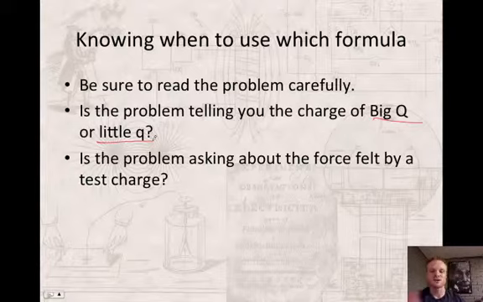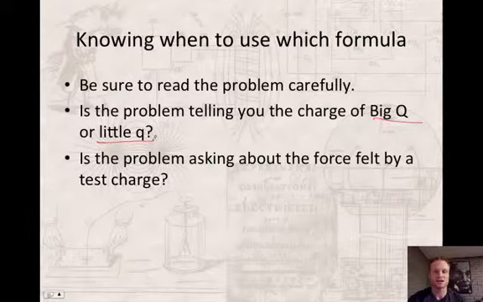Other hints would be, is the problem asking about the force felt by a test charge? If they're asking about the force felt by a test charge, well then you have to use the equation that actually has force in it, right? If you use the other equation, then you're not going to be able to calculate force. So keep those things in mind as you work through the problems.